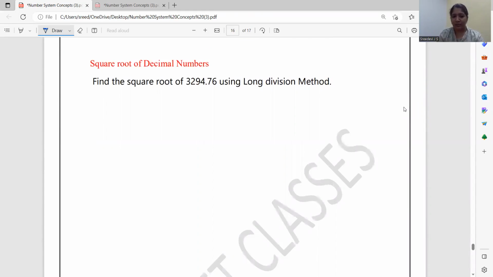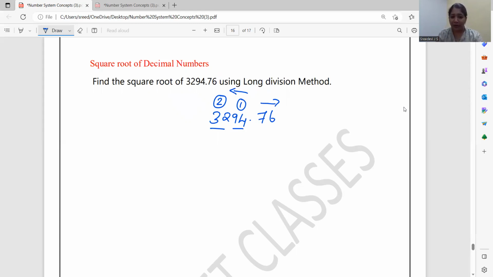Okay, same procedure, but when you get a number like 3294.76, what you have to check is the pairing. You have to start pairing from left to right. Here, on the whole number part, you start pairing from the unit place and move leftward.